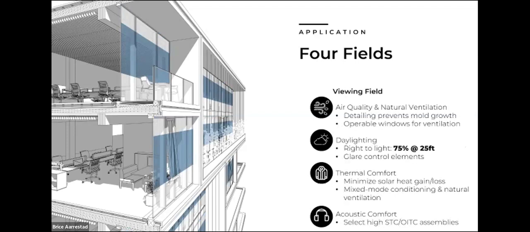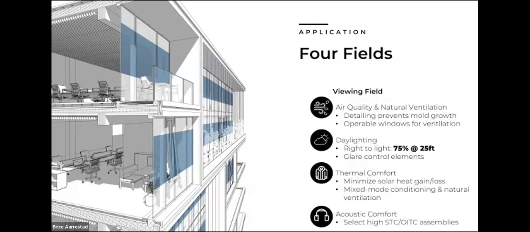Let's look at the viewing field. Again, operable windows, if natural ventilation is part of your design criteria, having that right to light. So 75% of your usable space, so from a workstation or classroom space, is within 25 feet of a window. Again, wanting to do some things to control glare as the sun shifts position throughout the day. Selecting high STC, OITC assemblies for acoustic comfort, especially in urban areas or areas next to noise sources.